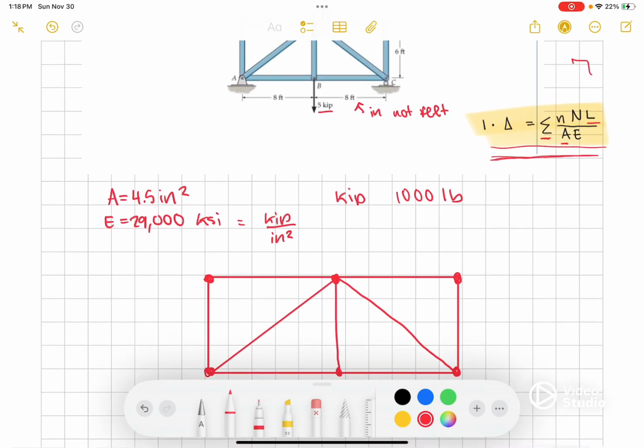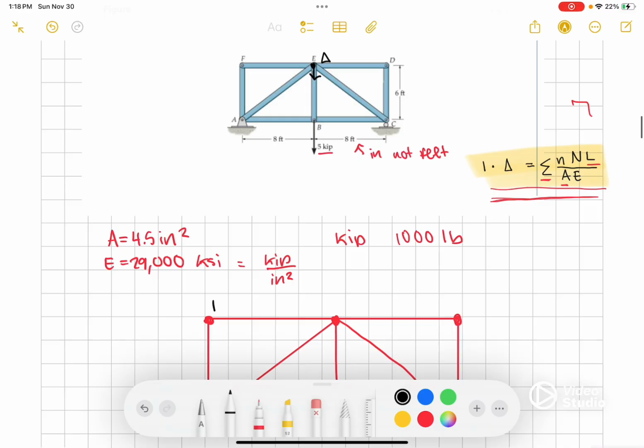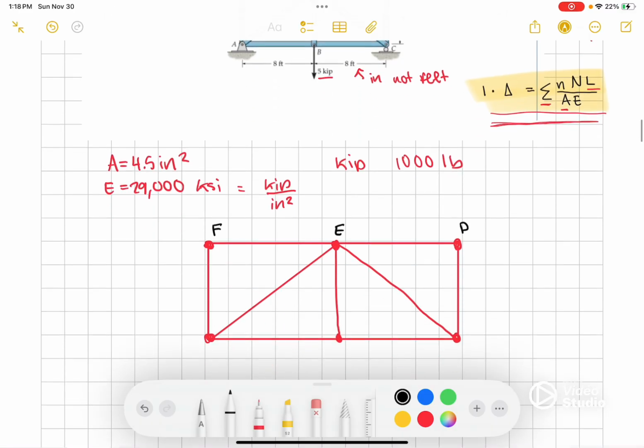And we have F, E, D, C, B, A. And then we're going to have applied load. So our applied load is always going to go in the direction that we want to measure displacement, and it's only got a value of 1. It's always going to have a value of 1. There's no calculations you have to do here.